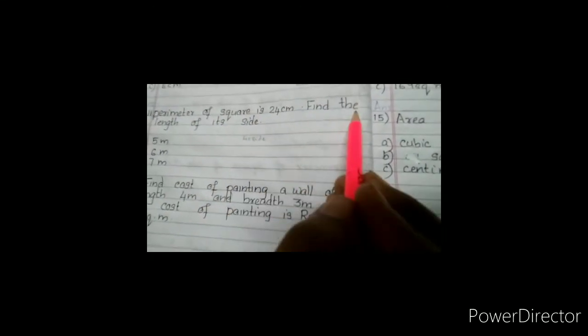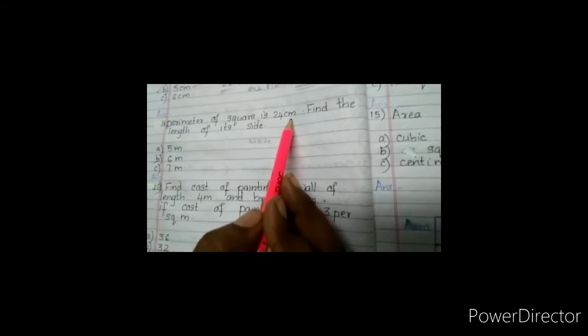The next, 11th question. Perimeter of square is 24 centimeter. Find the length of its side. The perimeter of a square is 24 centimeter, and we have to find the length of its side.